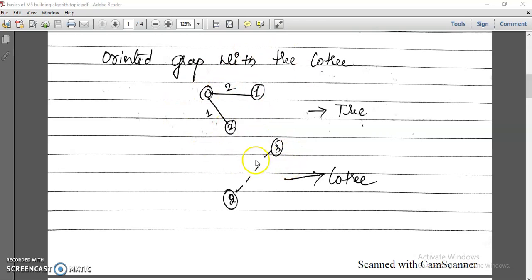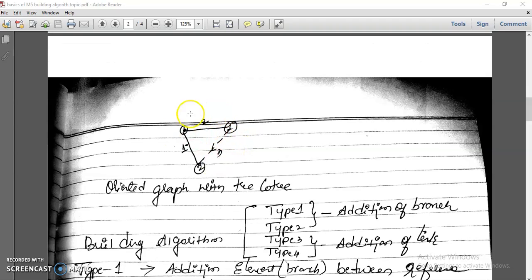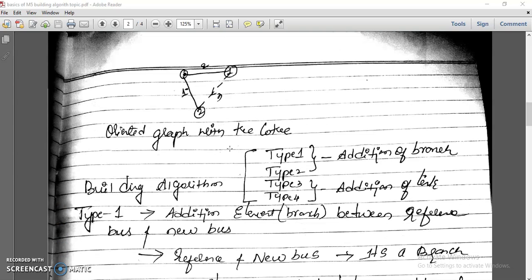Okay, now the same network, if I draw it like this, is nothing but what? An oriented graph with tree and coterie. So 1, 2 I will be taking as branches, and the third I am taking here as link. This is what generally I am taking. But as per modification, you have to see which is the branch and which is the link.